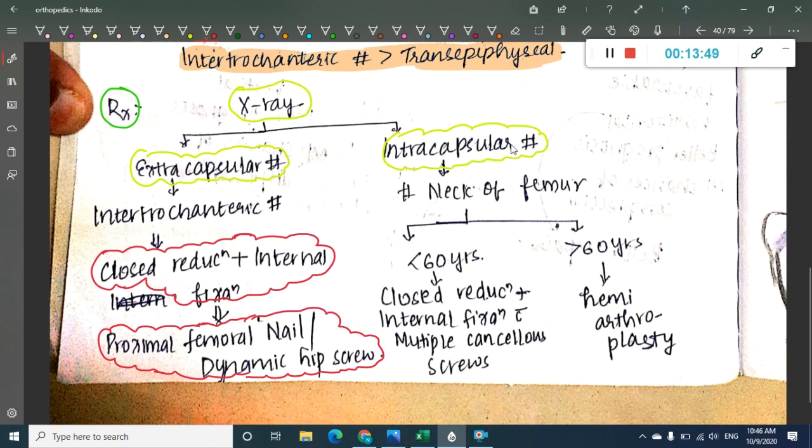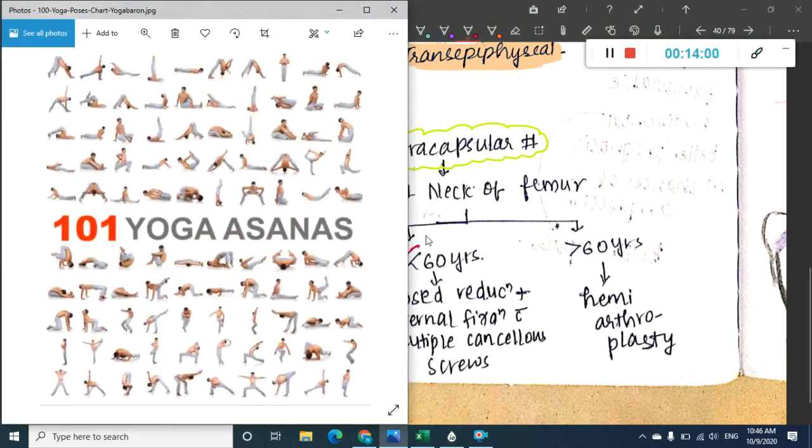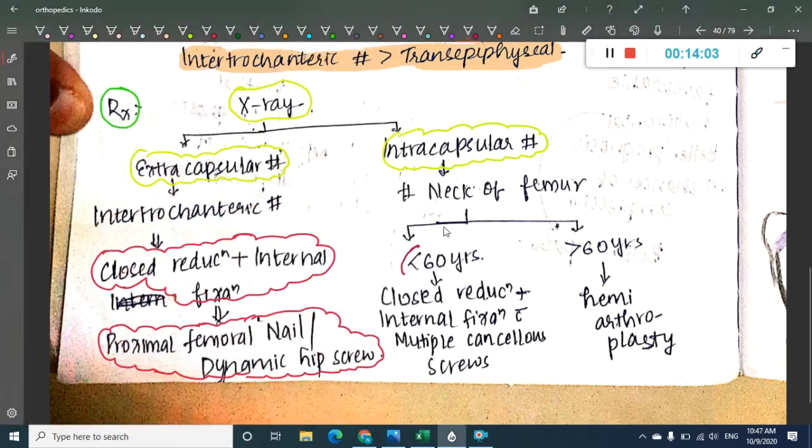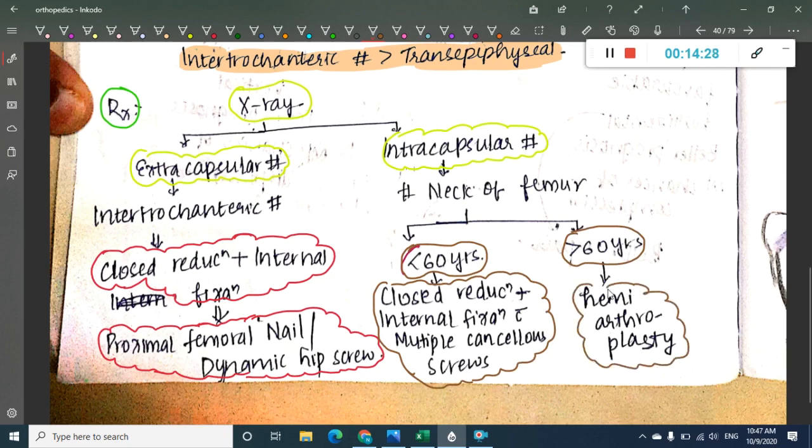Then if it is intracapsular fracture neck of femur, for this you will have to see the age of the patient. If the age of the patient is less than 60 years, then you will have to do closed reduction plus internal fixation, which can be tried with multiple cancellous screws. If the age of the patient is more than 60 years, then you can't try closed reduction or internal fixation, and you will have to do a hemiarthroplasty for sure.